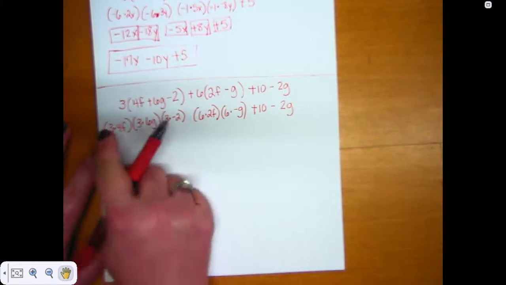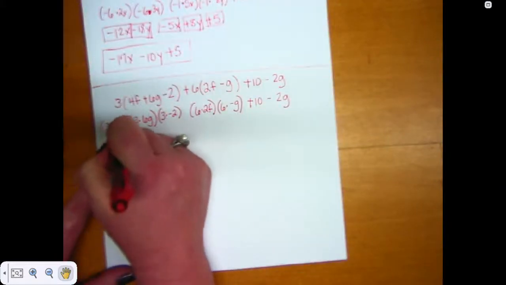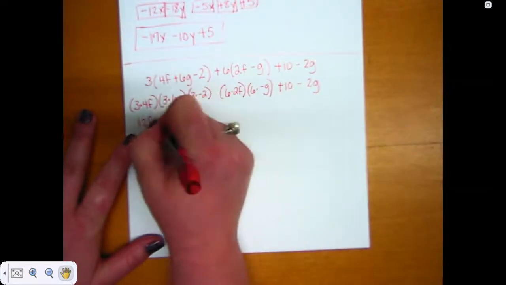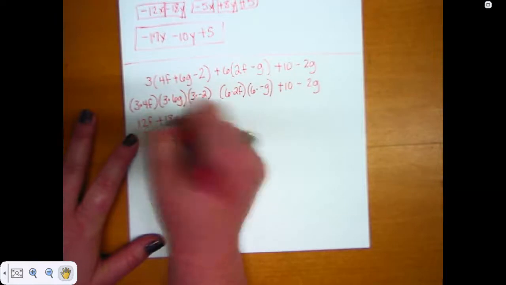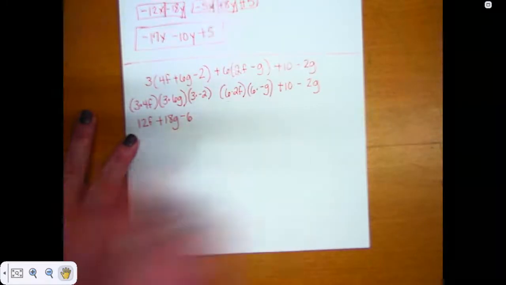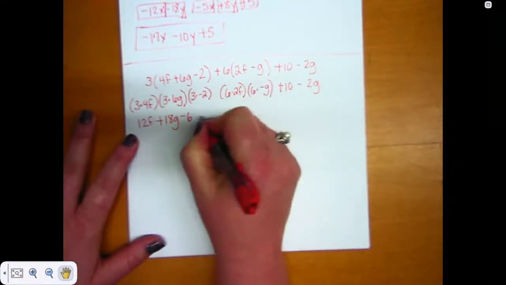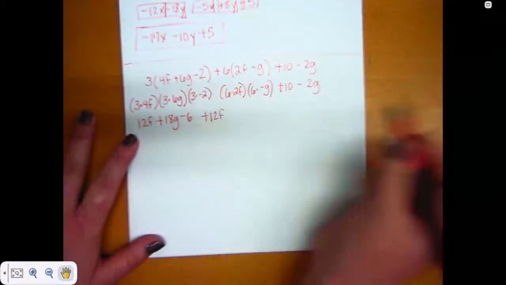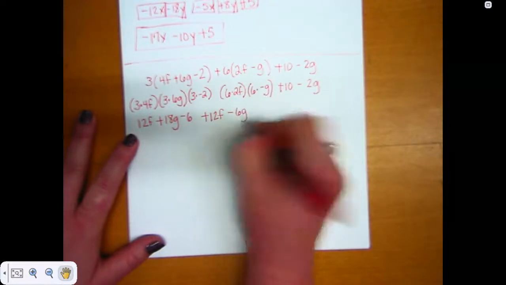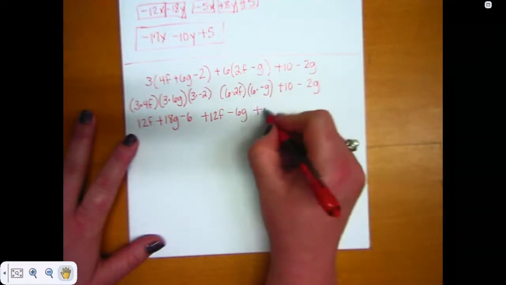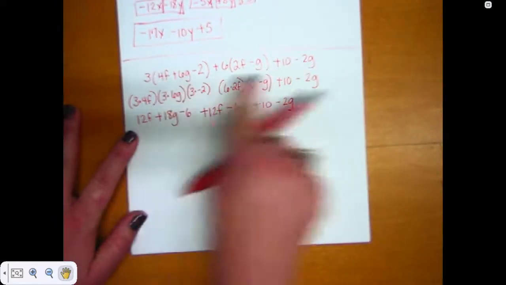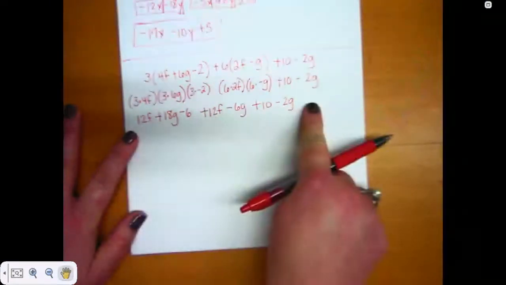So now let's distribute. 3 times 4f would be 12f. 3 times 6g would be positive 18g. 3 times negative 2 would be negative 6. 6 times 2f would be positive 12f. And 6 times negative g would be negative 6g. And then, of course, bring down plus 10 minus 2g. Now we have expanded this expression, so now we can find our like terms.